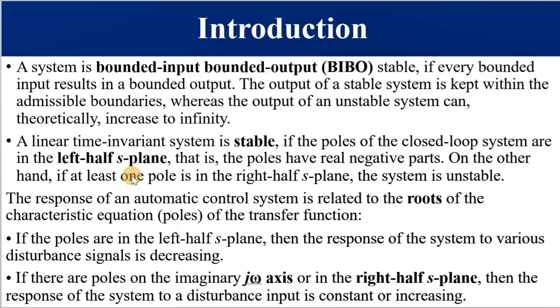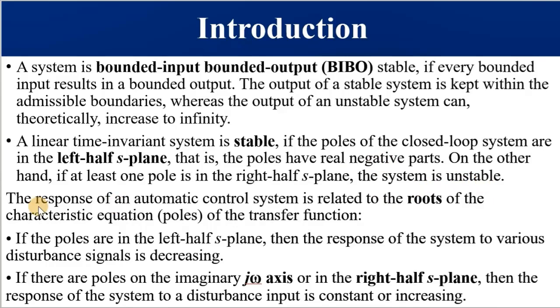And what does this mean? It means that we know that s equals sigma plus j omega. And we are saying the poles must have negative real parts for them to be on the left hand side of the S plane. What this means is if we have got one pole that is in the right hand side of the S plane, then that system is said to be unstable.